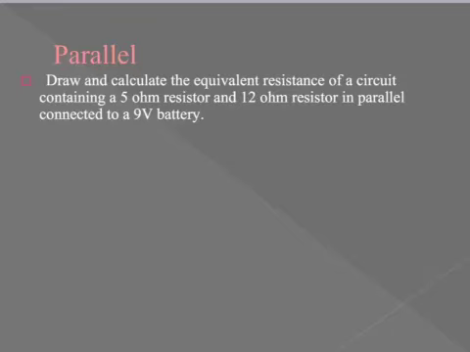So now we're going to calculate what the equivalent resistance of the circuit would be if we had those same two resistors we had before, right? The 5 ohm resistor and the 12 ohm resistor with a 9 volt battery, but now they are in parallel instead. So the circuit we're starting out with looks like this, where this is 5 ohms, and this is 12 ohms, and we're going to find our equivalent resistor, and what its equivalent resistance will be.